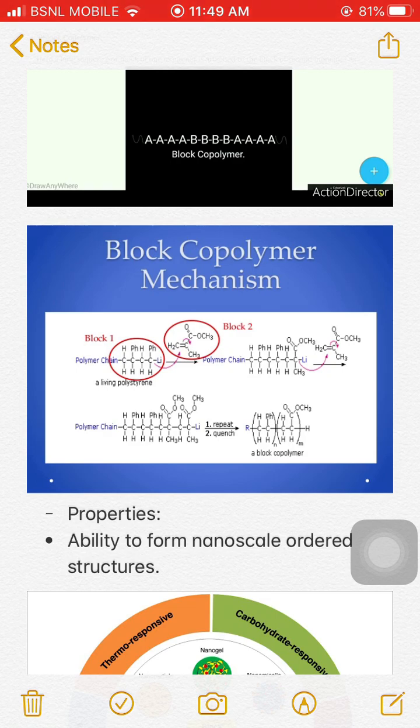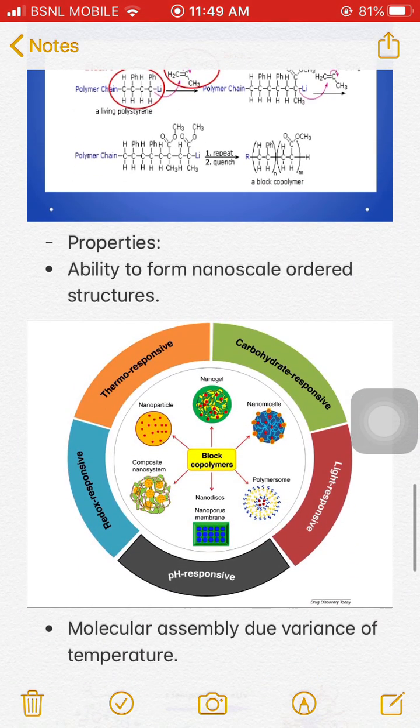Now here we have a living polystyrene chain that is taken, that is block number 1, and block number 2 is another molecule. So initially it forms a polymer chain, and then the process is repeated, and then comes a quenching. Quenching means to stop the reaction by some methods and to form a block copolymer. Now the main property of a block copolymer is that it has the ability to form a large number of nanoscale ordered structures. Now a simple representation is given below.